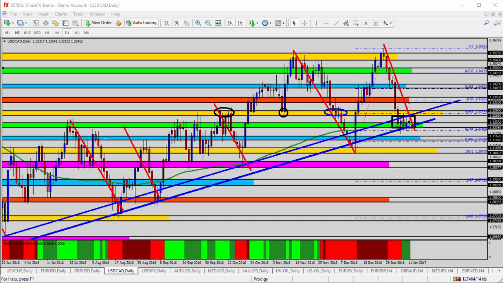In just a moment, we'll be taking a look at the AUDUSD, the Australian versus the US dollar, for today's trade analysis. But first, a recap of yesterday's trade here on the USD CAD.